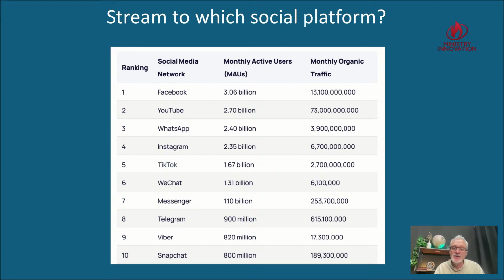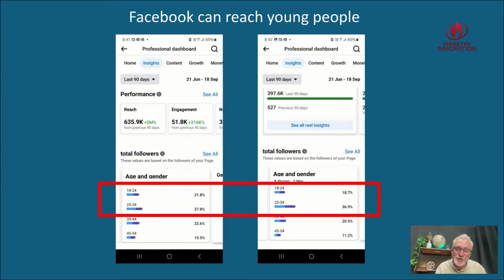Now, often I hear people say, though, isn't Facebook just for oldies? Isn't it just for the older generation? Kids and young adults aren't on Facebook anymore. Well, whilst younger people do prefer some other platforms, such as TikTok, maybe Instagram, here's some data from our own ministry innovation page. What we see is about 22% of one of the pages on the left consists of an audience of 18 to 24-year-olds. 27, 28% of the audience are 25 to 34.